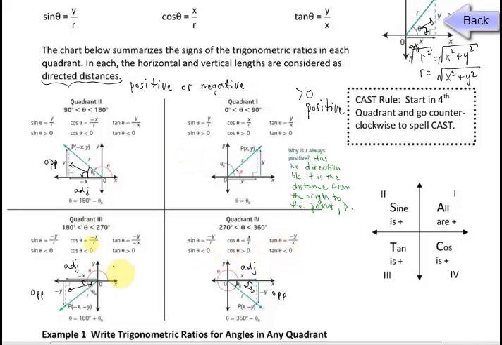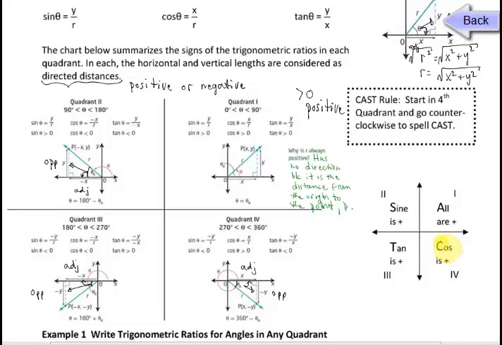Okay, now that is really important information to remember, so we have a little memory device over here on the right. It's called the CAST rule. So the way you work the CAST rule, you start in the fourth quadrant and you go counterclockwise to spell CAST. Okay, so here's our coordinate system. We have quadrants 1, 2, 3, and 4.